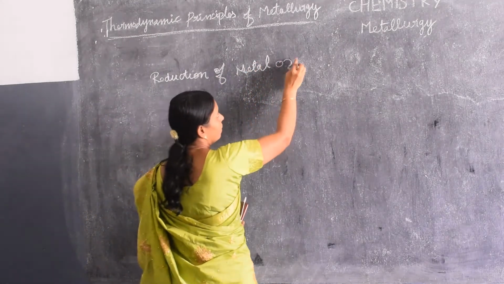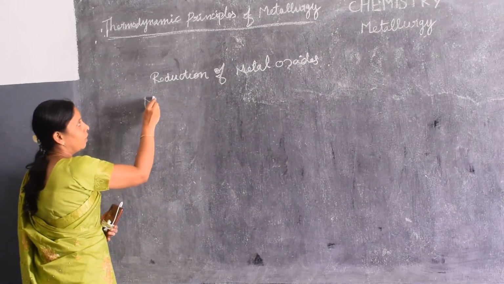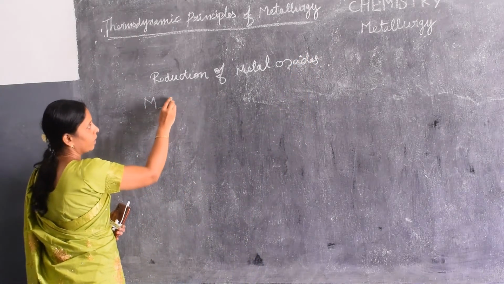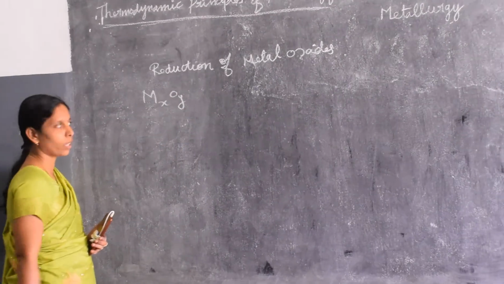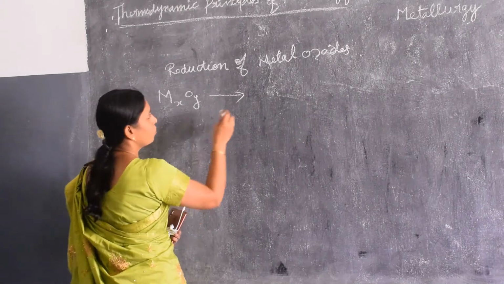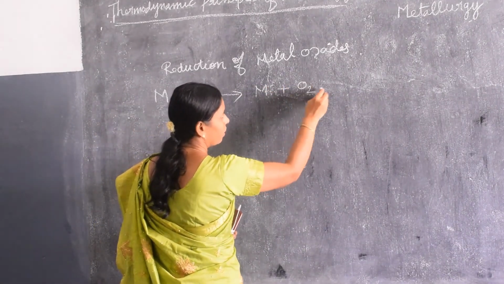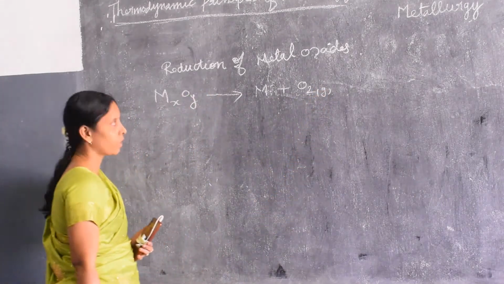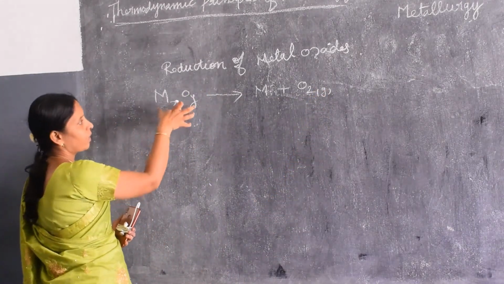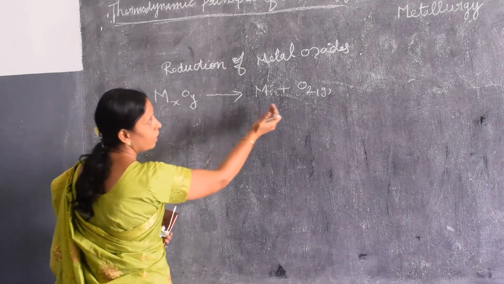For example, take a metal oxide MxOy. MxOy is reduced to form metal and oxygen, which is a gas. We have to reduce this metal oxide to metal and oxygen.